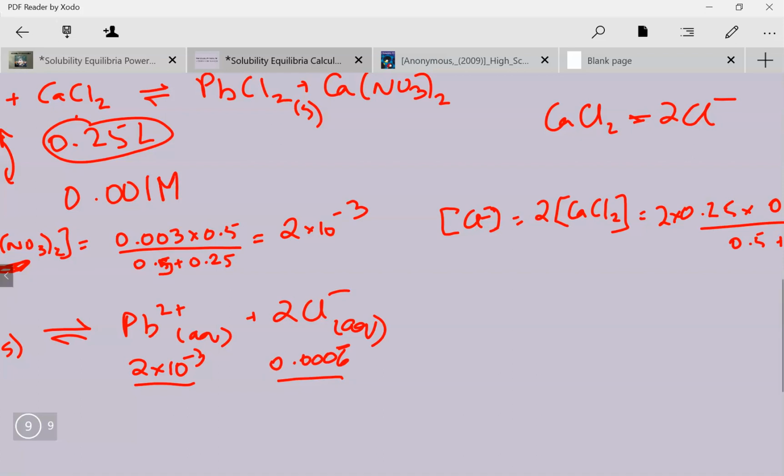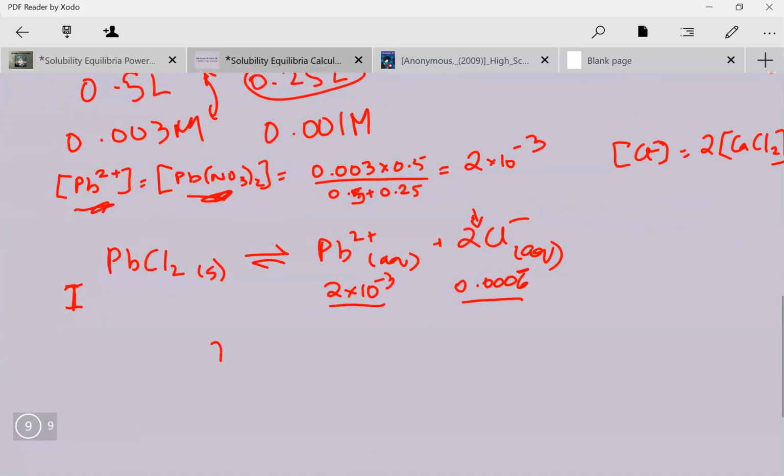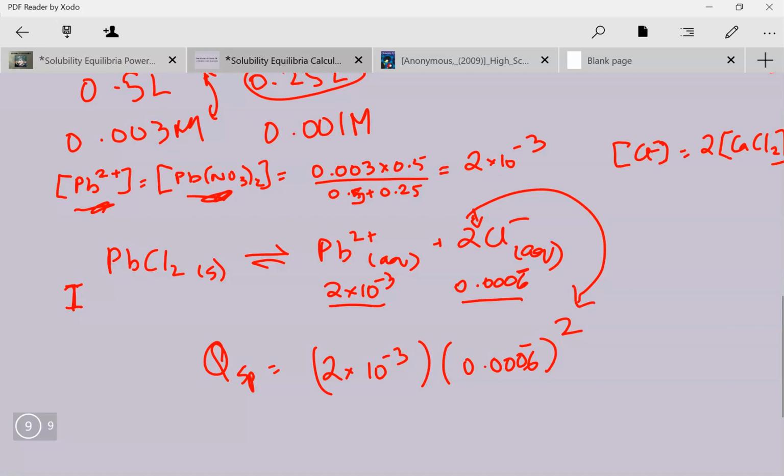Just because there's a 2 here, remember the 2 first comes up in my equilibrium step, the plus 2x. I do not multiply this concentration by 2 again. So I can calculate my QSP by multiplying the initial concentrations: 2 times 10 to the power negative 3 times 0.000666 squared. I do include that 2 as the exponent here, so that's important. My QSP is equal to 8.88 times 10 to the power of negative 10.